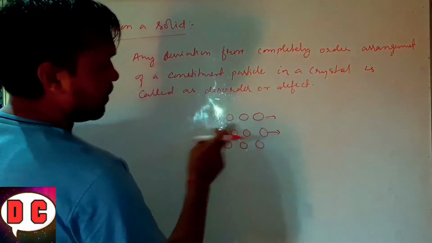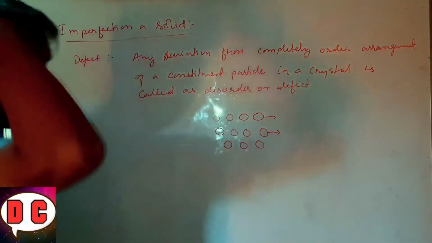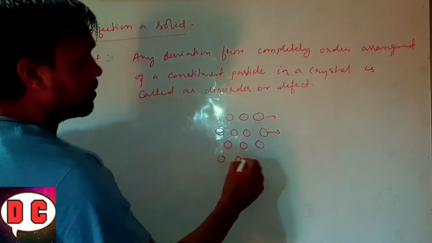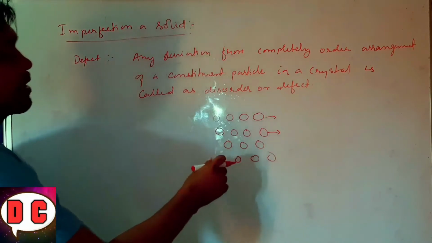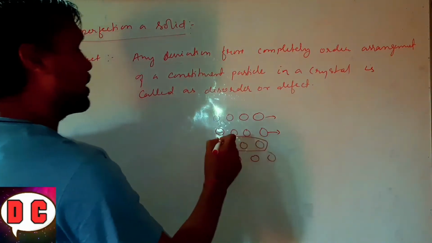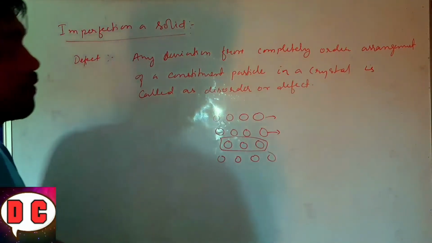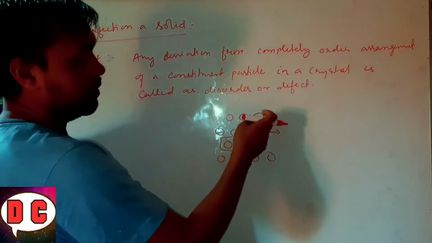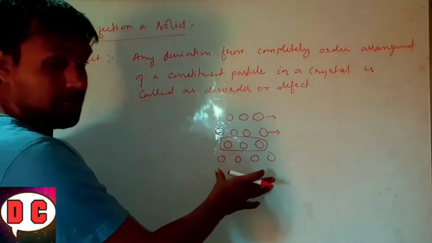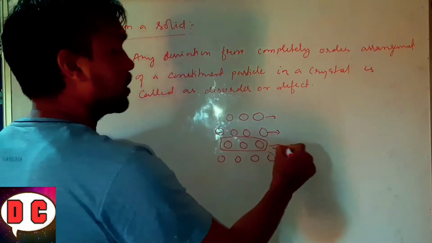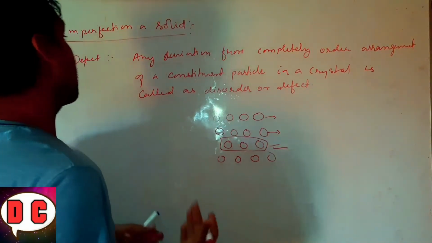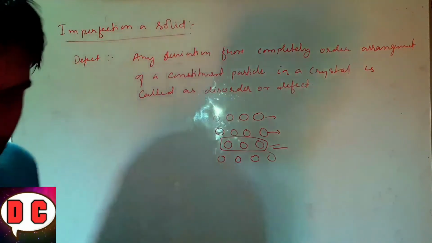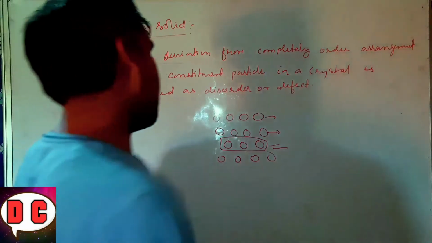Once again, this is the order of the constituent particles. 4 constituent particles are present in each row, but in the middle row there are only 3 constituent particles. That means they have not followed the ordered arrangement which is followed in the other rows. Therefore this is treated as an imperfection in a solid, or we call it a defect. Okay, dear students? Hope you have understood.